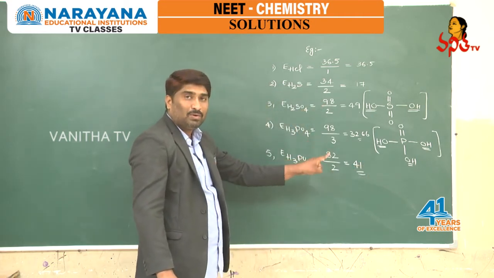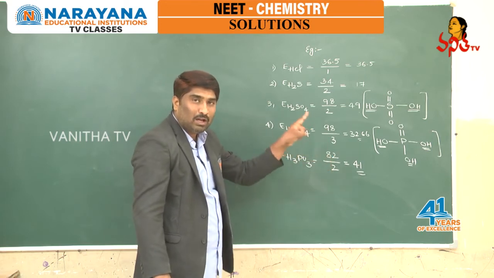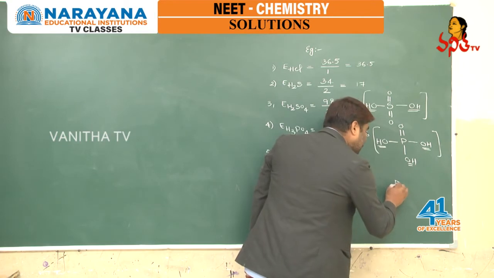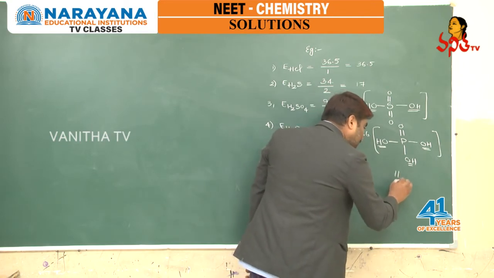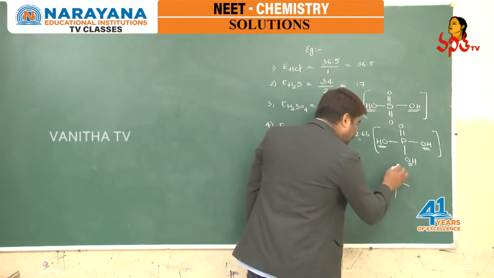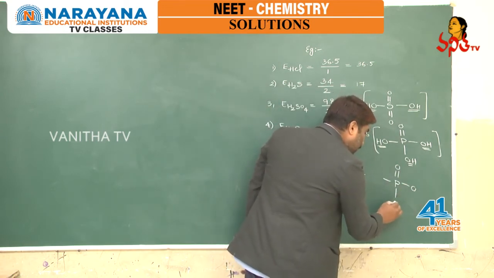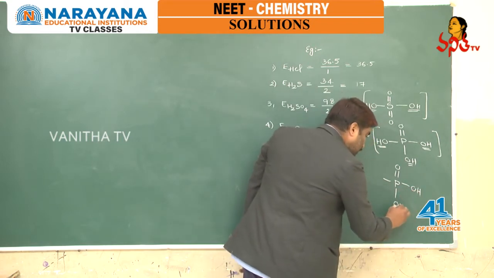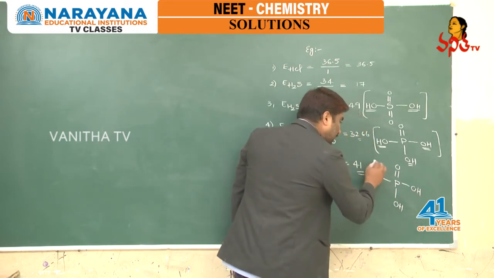Out of 3 hydrogens, only 2 hydrogens are linked directly to oxygen, which are called replaceable hydrogens. Again draw the structure. Phosphorus is fifth group, forms 5 bonds. How many oxygens are there? 3. 1, 2, 3. How many hydrogens are there? 3. This is 1, 2 and this is third hydrogen.